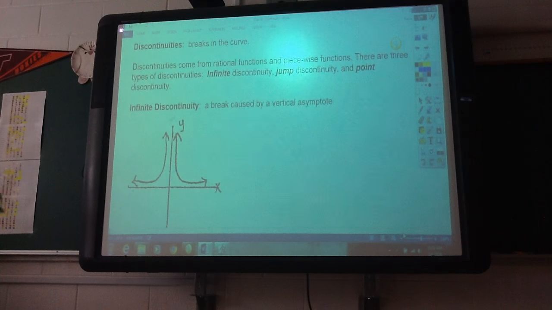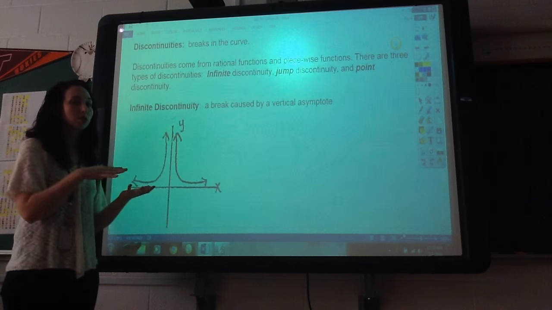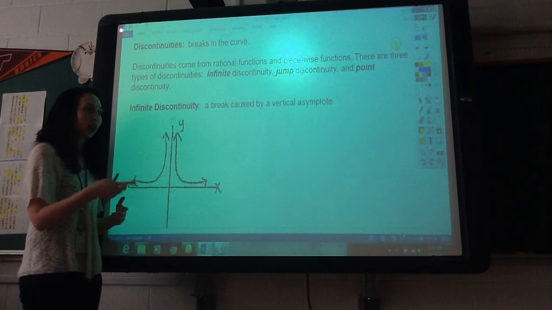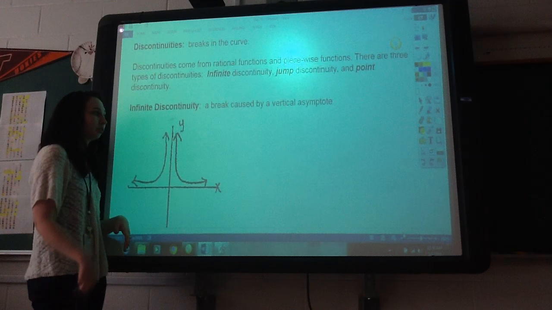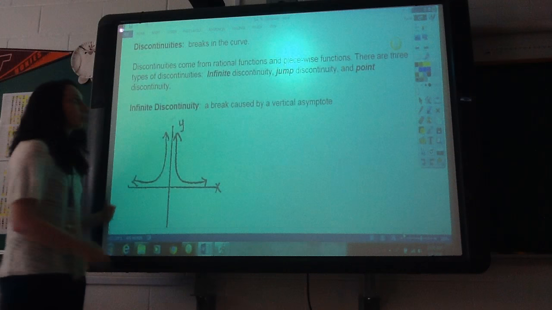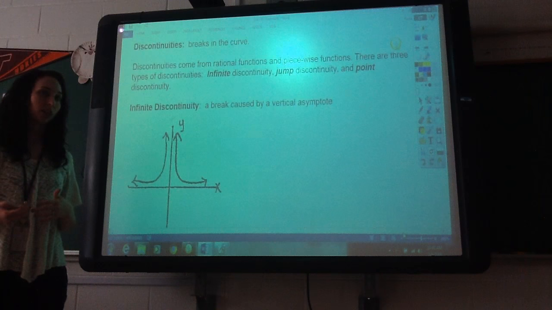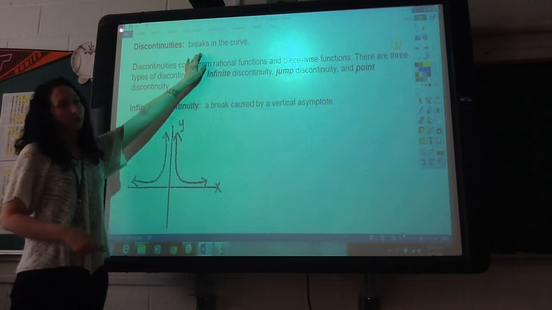All right, so we've been talking about continuities: how to tell if something was continuous, how to prove it to be continuous. Well, what is it called when we don't have a continuity? It's called a discontinuity, meaning not continuous. So a discontinuity is a break in the curve.